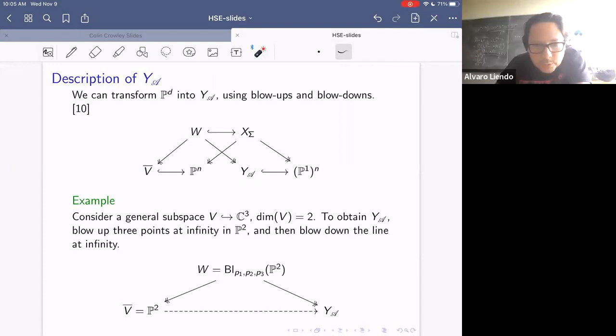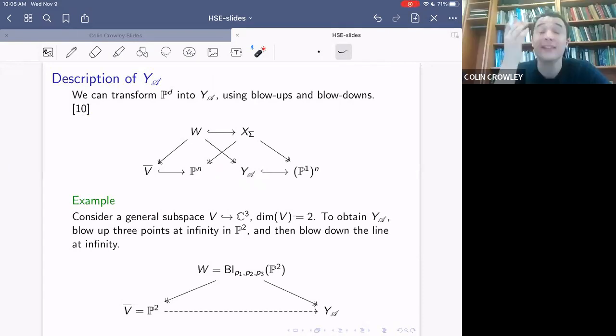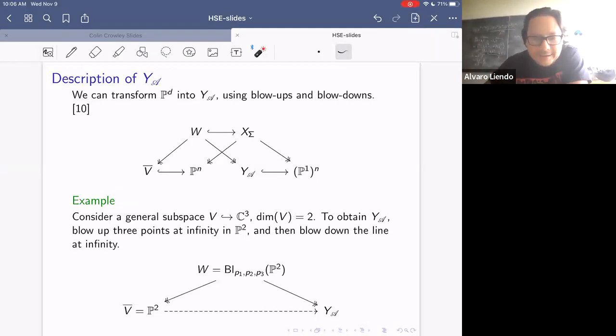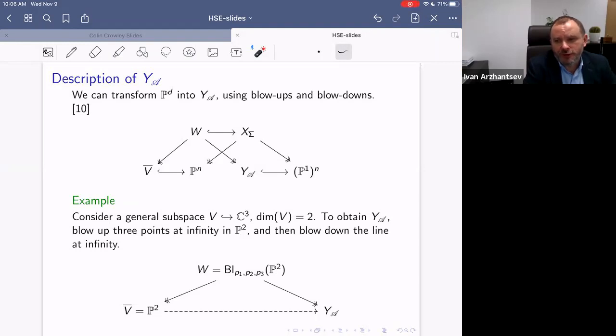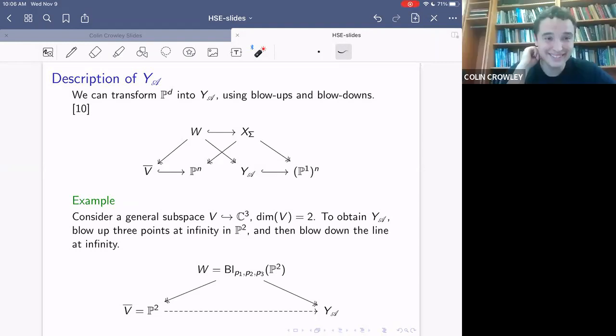You blew up 3 points in P2. It can still be toric, no? Oh yeah, that's true. But they're in a line. So if I blow up 3 general points in P2, it'll still be toric. But 3 points in a line. All 3 were in the same line. Okay, so not all of them are toric. Yes, thanks. And in fact, I strongly believe that the only toric one is P1 to the n. I think most of them are just not going to be toric. For this class of variety, to be smooth is equivalent to be toric, right? Yeah. Possibly.